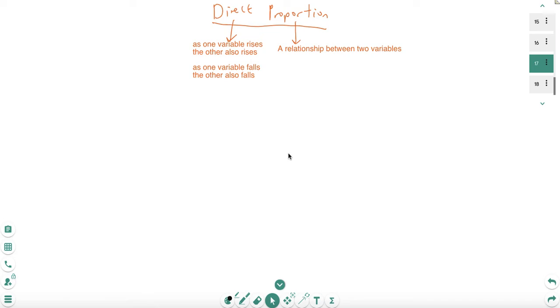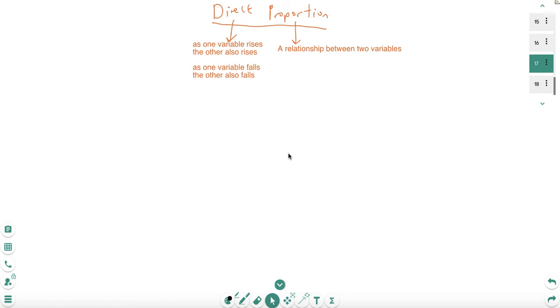Direct and indirect slash inverse proportion. This is a super important video, guys, because these kinds of questions appear in pretty much every single past paper. These are more like level 7, level 8 questions, but in my opinion, they are the easier level 7 and level 8 questions because there's pretty much one single framework.